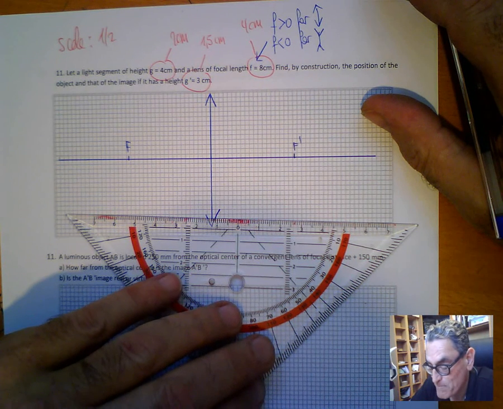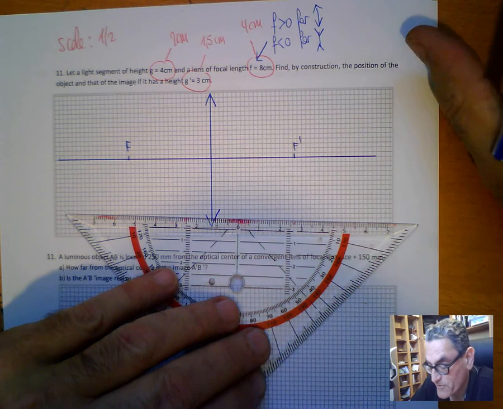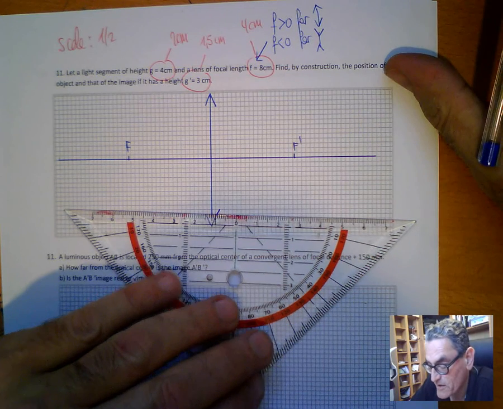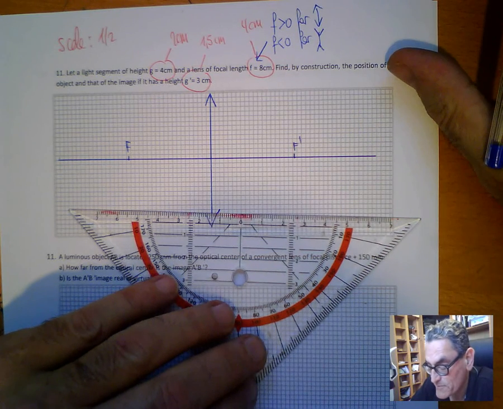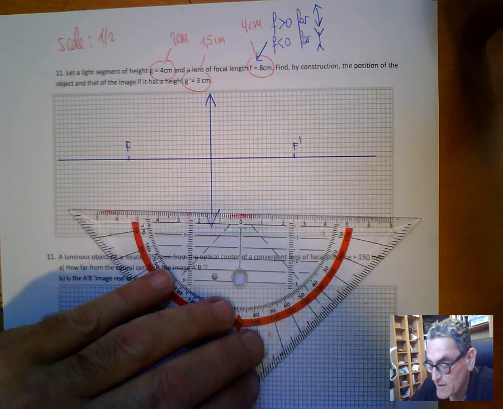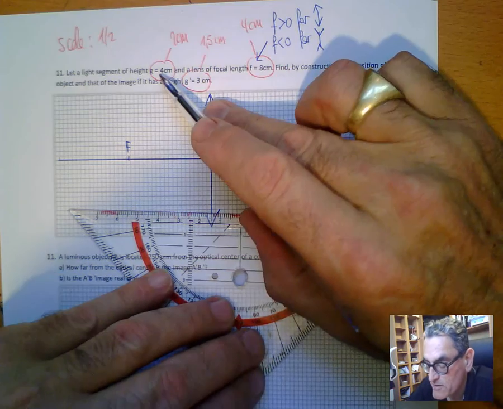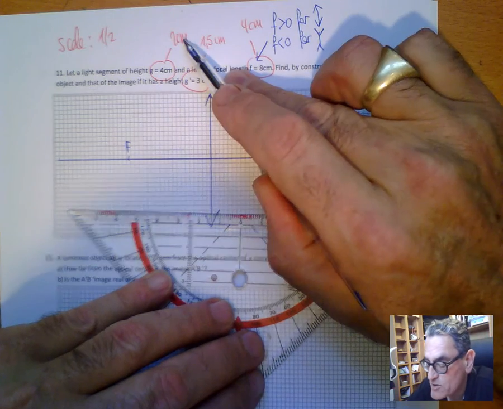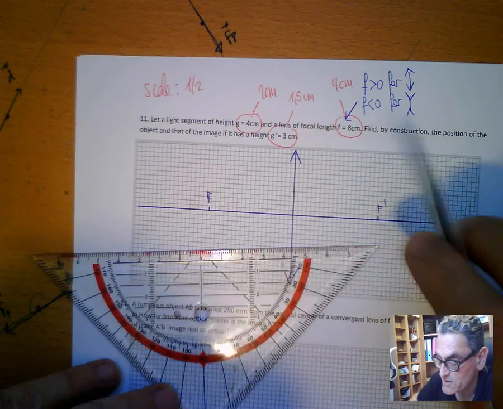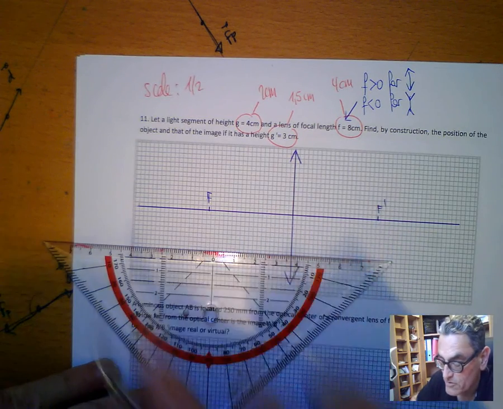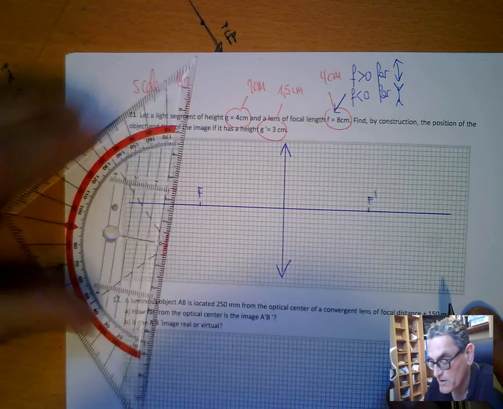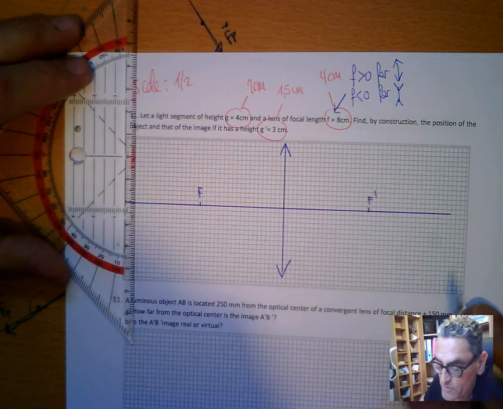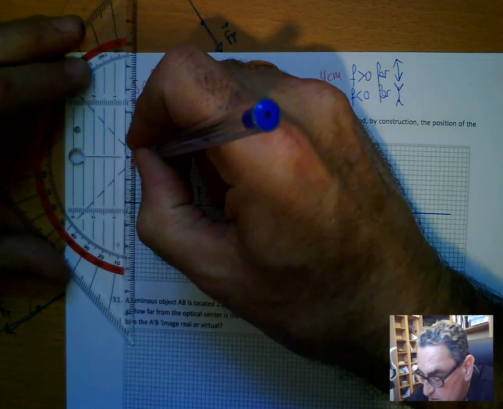By calculating it. Graphically first. Graphically, how would you do that? We have an object which is a light segment. It's 2 centimeters high. Okay, so it's somewhere here. The height is 2 centimeters. If the height is 2 centimeters, it means it arrives here.